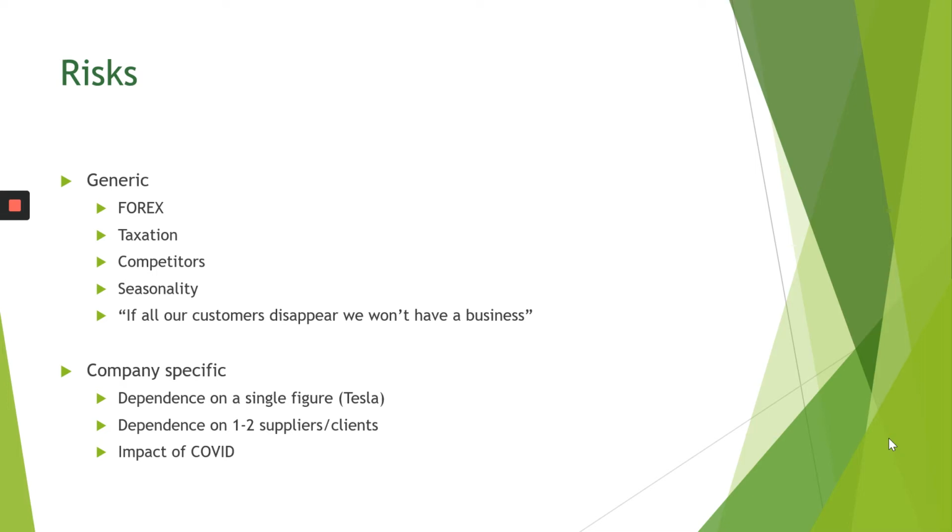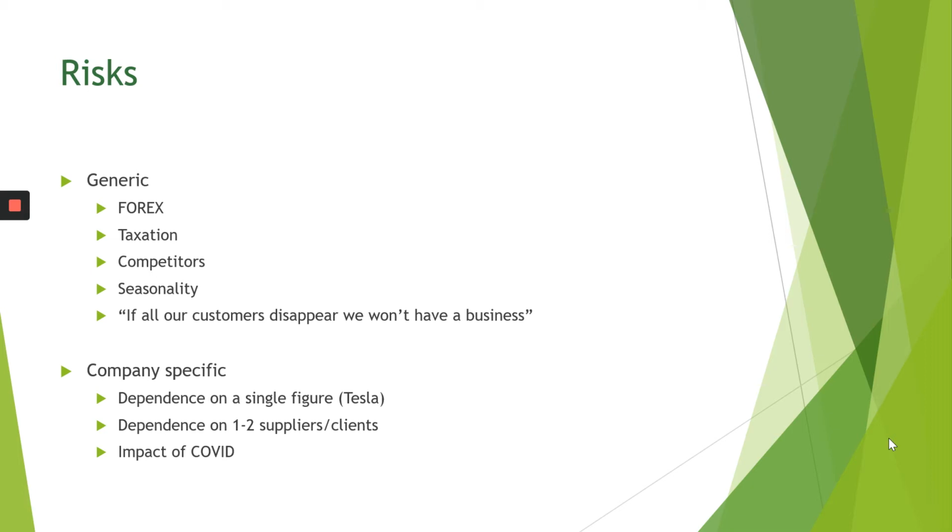So every single company is going to have to list generic risks that every single business faces, such as forex risk, such as taxation risk, such as competitor risk, things like seasonality. This one, which I'll talk about in a little bit, I call the if all our customers disappear, we won't have a business. There's a specific risk for that, which is funny because obviously that applies to literally every business. So don't be too concerned.